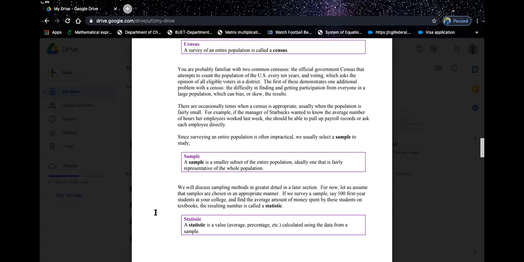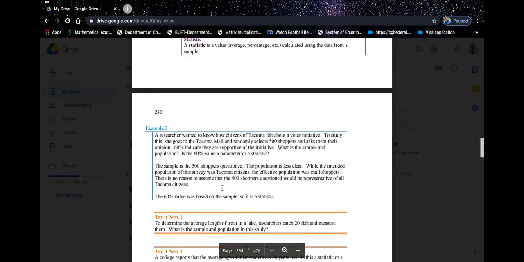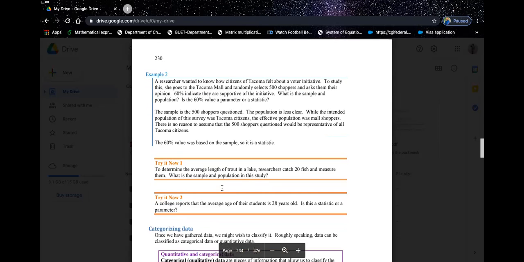So you need to know the definitions. Obviously, you will not be asked to write it down in your exam or in the homework, but you definitely need to know this, because if you know the definition, you should be able to differentiate which is a statistic and which is the parameter. And we'll definitely see examples of it. Let's see which example we can use. I guess example 2 would be a good fit.